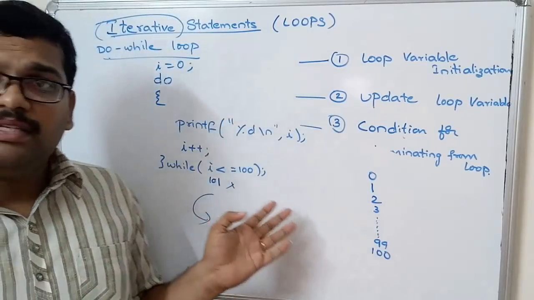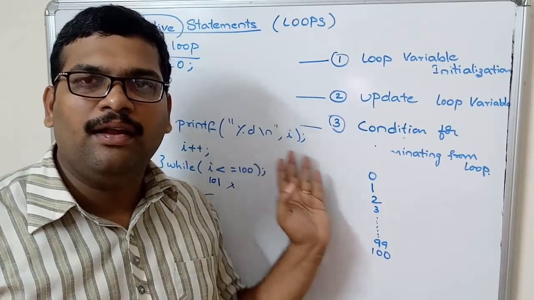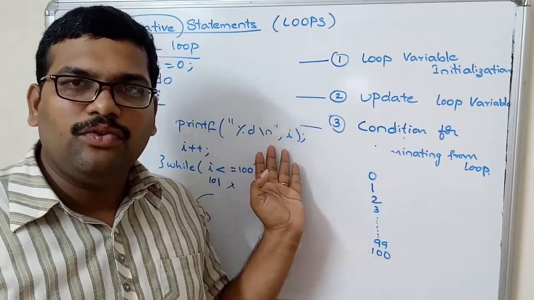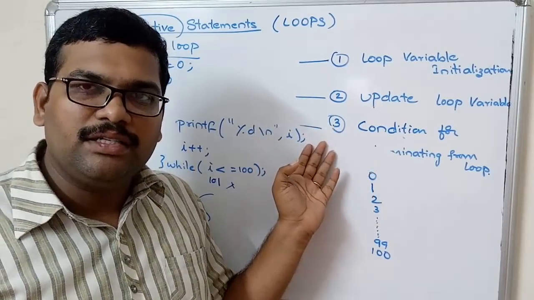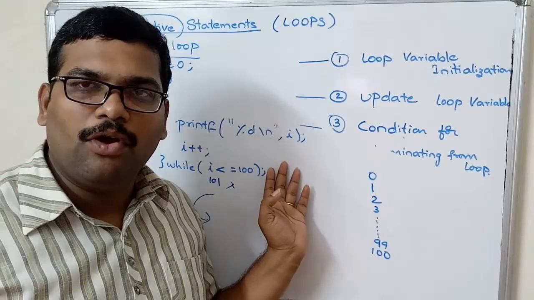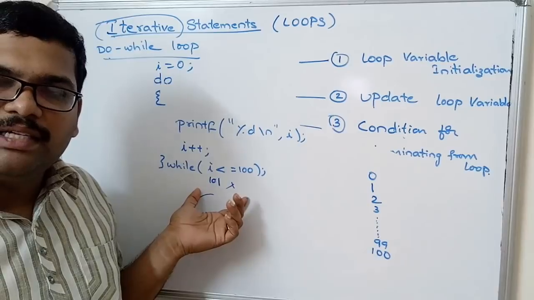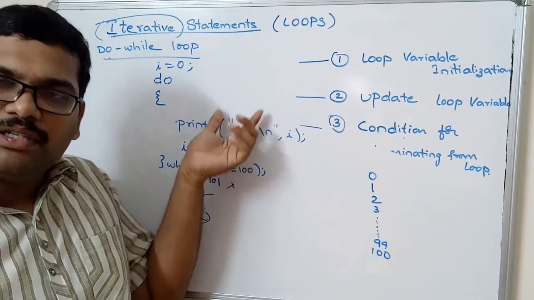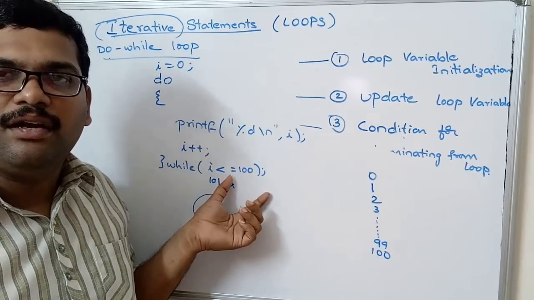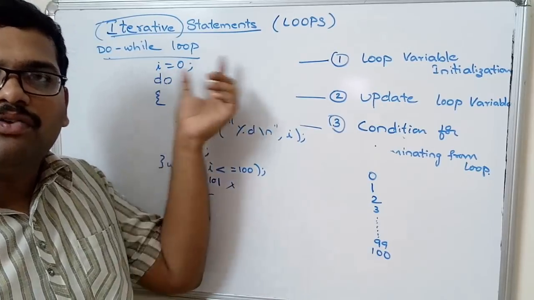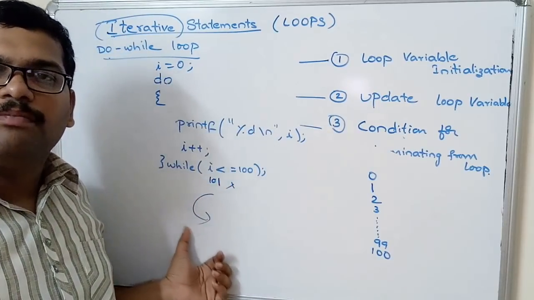In this session we have seen two iterative statements, that is while and do while. In the while loop, at the beginning itself we check the condition, and only if the condition is true, the control will enter into the block. And in the do while, the condition will be checked at the exit level. So the control will enter into the loop, and at the end of the loop the condition will be checked, and if it is true, again the control will enter into the loop, or if it is false, it will come out from the loop.